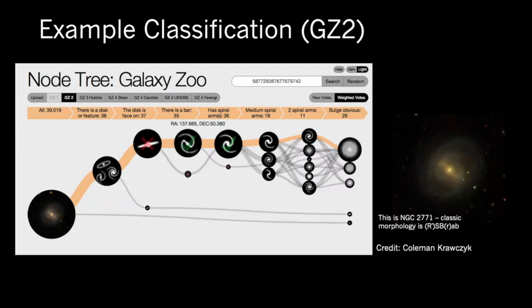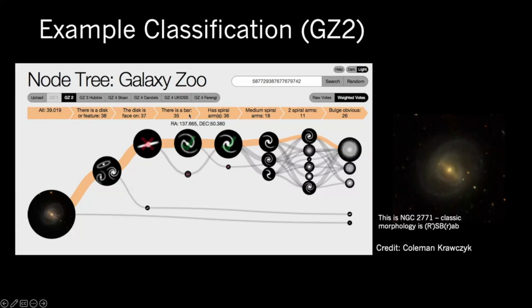So this is a visualization of classifications of NGC 2771, which is a classic barred spiral galaxy with an intermediate bulge. In Galaxy Zoo, we can see that 39.019 people classified this. That's revealing that weighting for consistency, down weighting approximately an entire person. 38 of those 39-ish people said they saw features or a disk. So we're really confident that this is a galaxy with features. There's always one, but with 38 out of 39, that's a really high vote fraction. And so we know it has features. Of these 38, 37 say it's a face-on disk, which I would agree with.